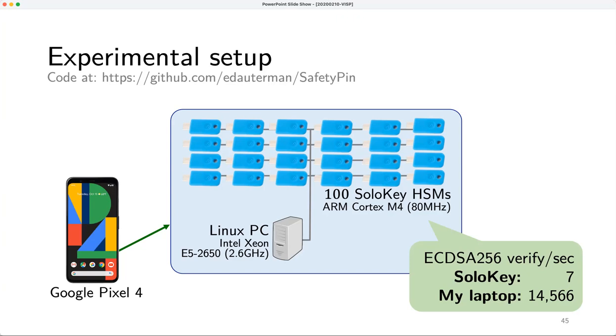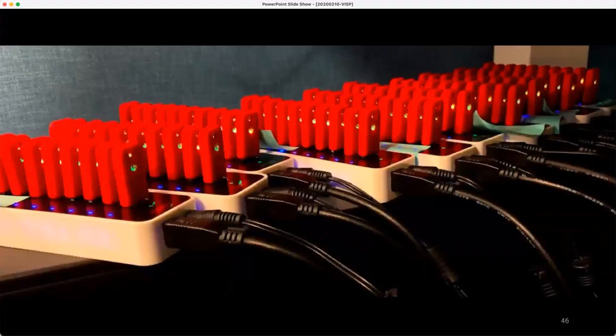So she hooked these up to a Linux machine, which acts as the data center. And then as a client, she used a Google Pixel 4, so a modern smartphone, and implemented this entire end-to-end system using these SoloKeys as a representative slice of a bigger data center. So this is actually what it looks like. She got a bunch of powered USB hubs and hooked them all together to run the experiments over.